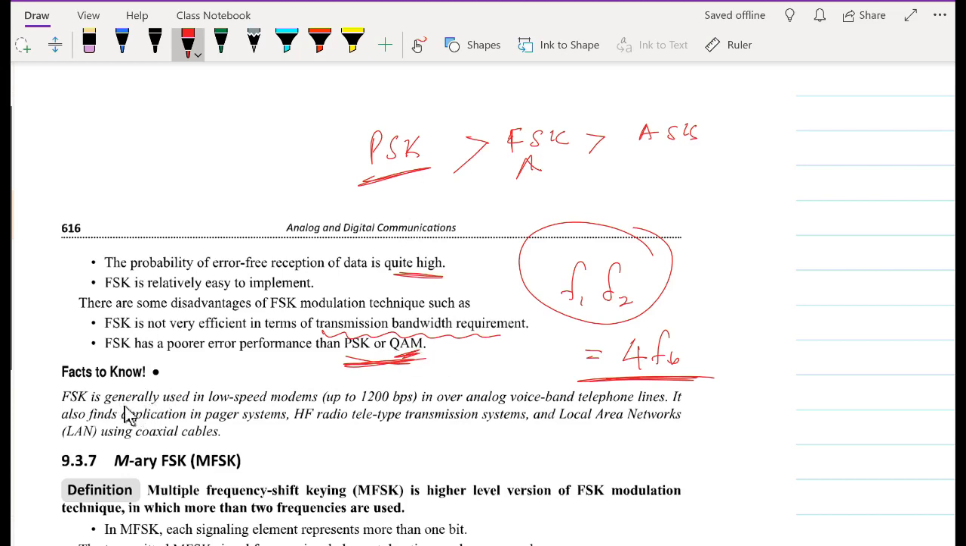So in terms of application, we should note that FSK is generally used in low-speed modems, up to speeds of 1200 bps, or bits per second, over analog voice band telephone lines. It also finds application in pager systems, and high frequency radio type transmission systems and local area networks also find some use for FSK. Those are some other areas in which we use FSK.